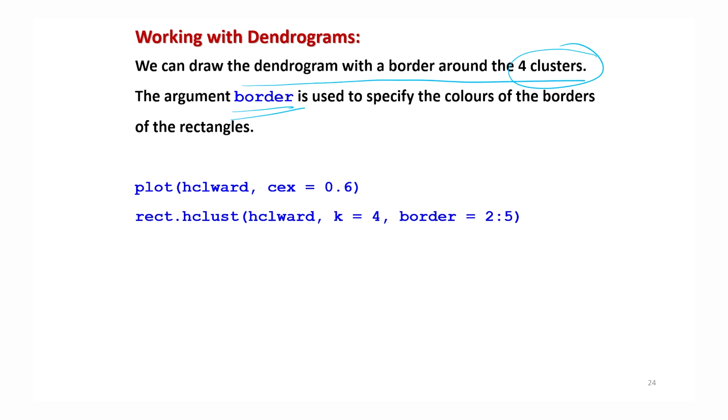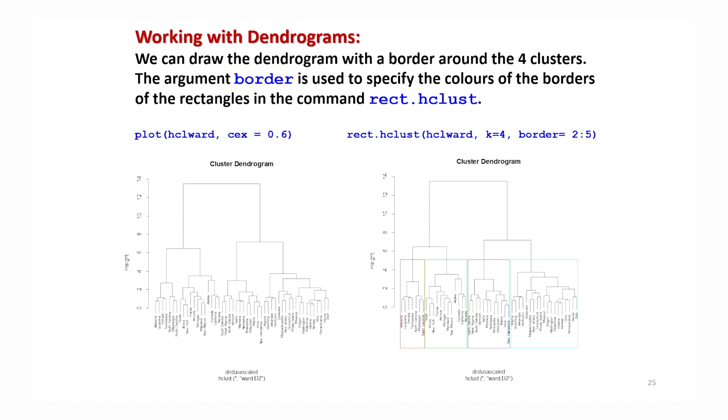So for example, if you use the command plot for the same outcome SCLVAR, and you want to have the boxes, you have to use rect.hclust, and inside the data in which you want the border, with the number of clusters k equal to 4, and border from 2 to 5, right? So I would request you to please understand more details about these options from the help menu. And if you use the command plot with cex equal to 0.6, you get this cluster or this dendrogram.